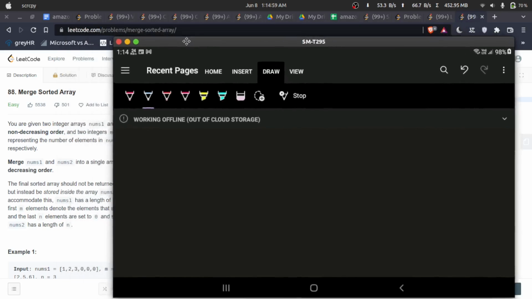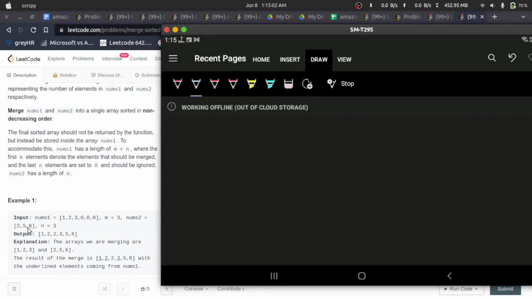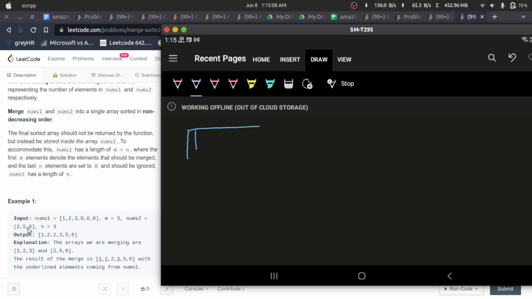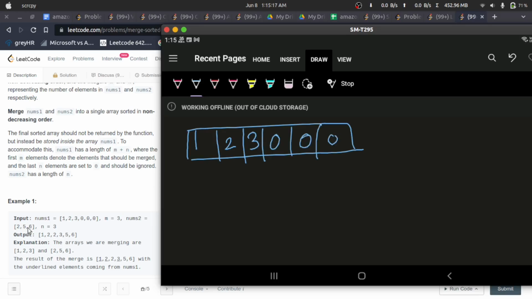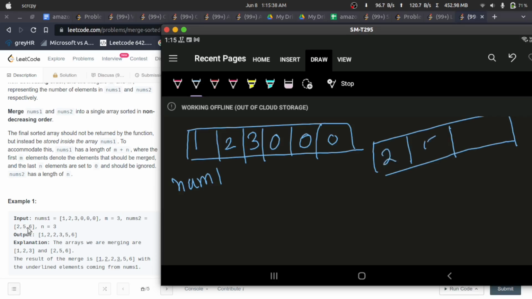Let's take an example, making an array 1 2 3 0 0 0. Basically the last three 0s are there to place the elements of nums2. So that is nums1, and that is nums2, where 2 5 6 is present.